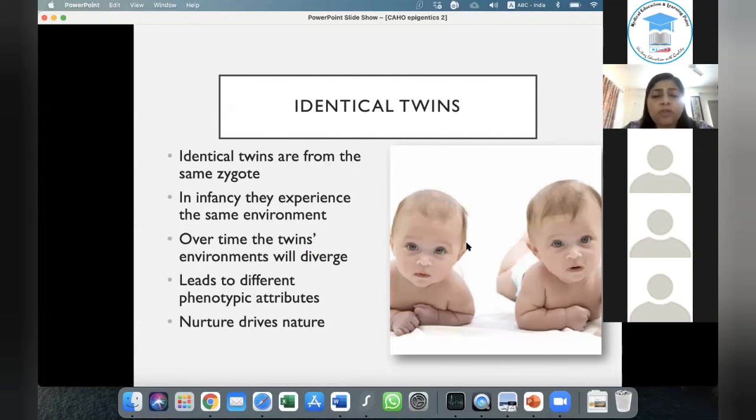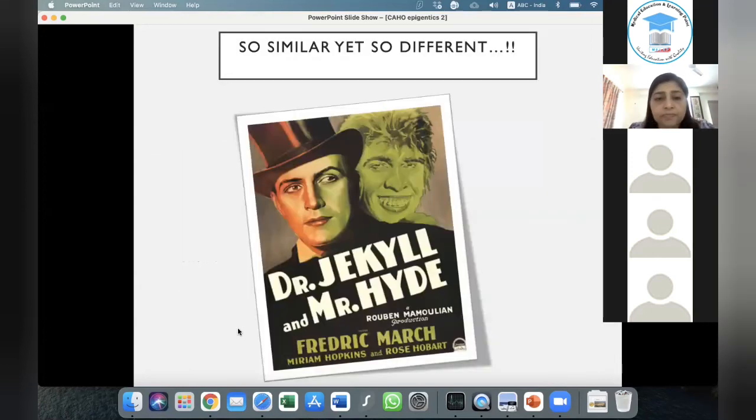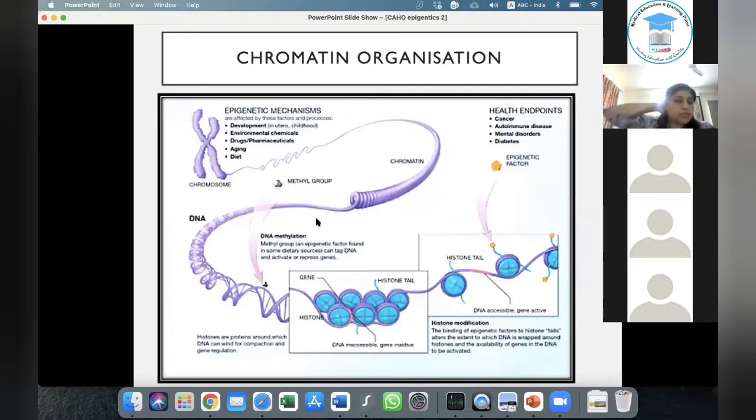So the science of epigenetics is also the one which can easily prove that when you look at two identical twins, they are born from the same zygote, but one might develop schizophrenia later in life and the other one doesn't develop schizophrenia. Although the genetic component is the same, it is due to the fact that they experience different environments as they grow. And this environmental change leads to certain outcomes like schizophrenia or bronchial asthma. So very clearly, epigenetics elucidates that nurture drives nature. So the outcomes could be so different, just like Dr. Jekyll and Mr. Hyde.